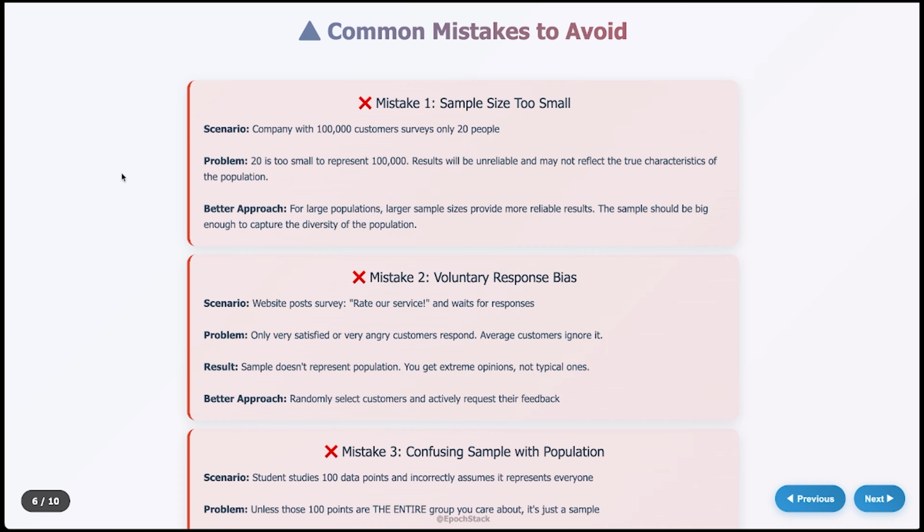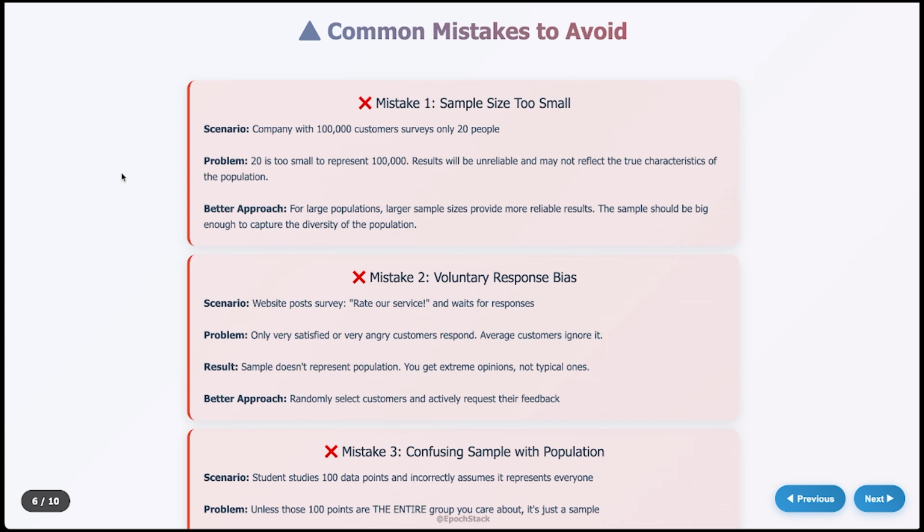So in this case, if you train the model with this limited amount of data, then the results will be unreliable and may not reflect the true characteristics of the entire population. The better approach is, for a larger population, a large sample size should provide more reliable results, and the sample should be collected in such a way that it is diverse. It includes people from different demographics, geographics, etc.